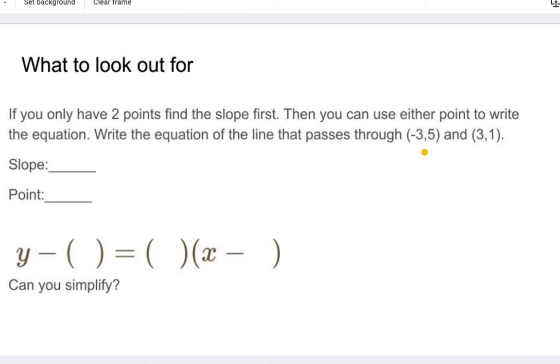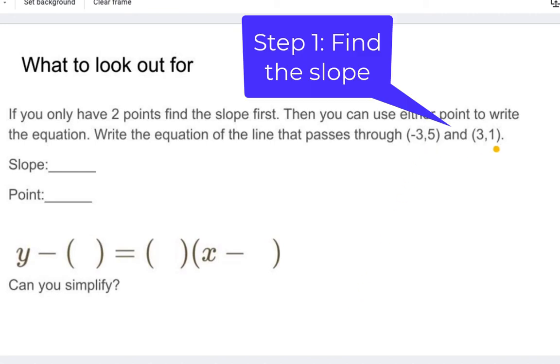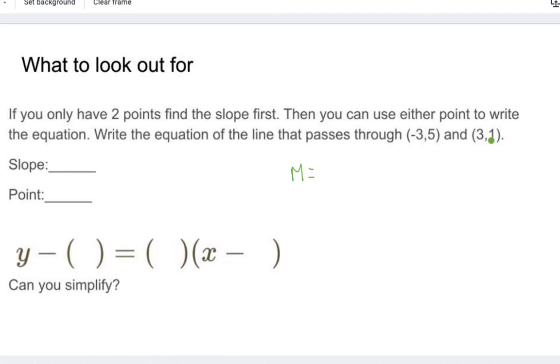So what to look out for? What if we only have 2 points and we don't know the slope yet? Obviously, find the slope first. You know the formula because that's where this equation came from. So y2 is 1, y1 is 5, x2 is 3, and x1 is negative 3. So 1 minus 5 is negative 4. 3 minus negative 3 is positive 6. Just make sure that we reduce this negative 4 over 6 to negative 2/3. So our slope is negative 2/3.